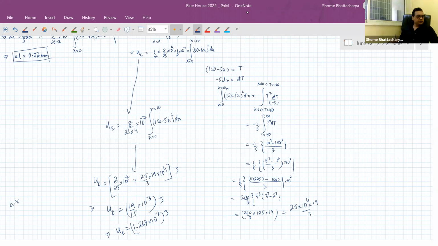Okay, people, so hope you understood the application of this. Yes, Rajvi, that value of tension at x equal to 10 meters is coming from the formula now. It's 150 minus 5x. So substitute the value of x as 10, you're getting it as 100.